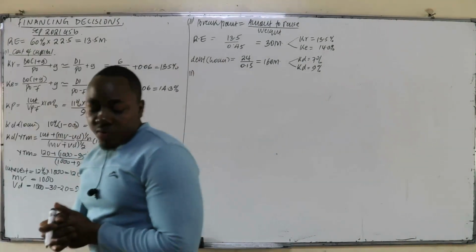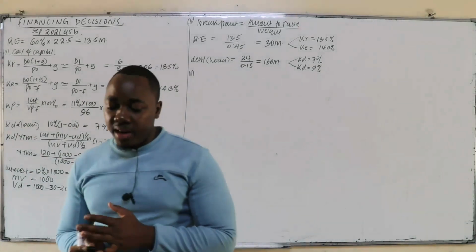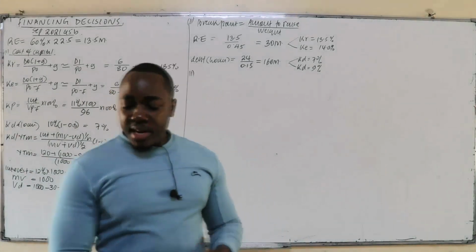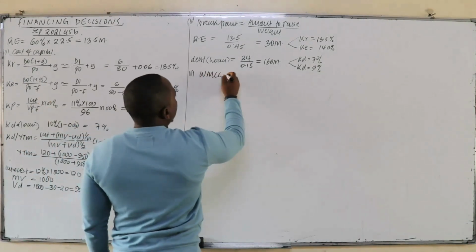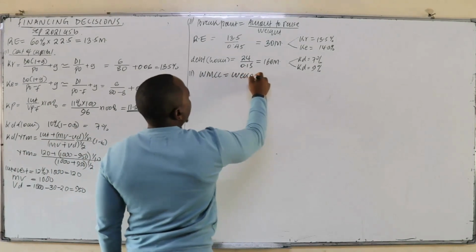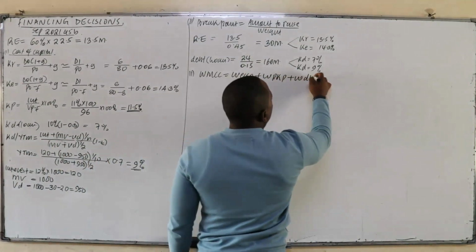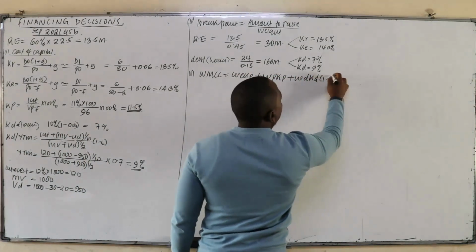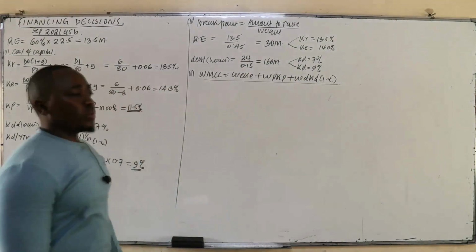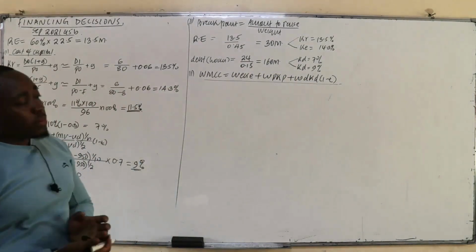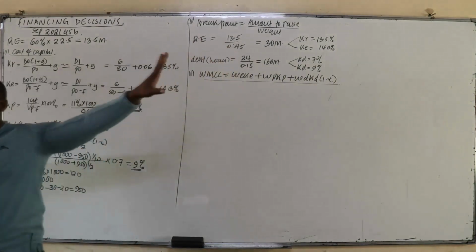Number 3. The marginal cost of capital schedule at each breakpoint identified in B above. The marginal cost of capital, that's WMCC. The WMCC is the weight of equity, cost of equity, weight of preference, cost of preference, weight of the debt, cost of the debt, 1 minus T. Now the question is, how many WMCC do we compute? The number of WMCC to compute will depend on the number of breakpoints. How many breakpoints do we have?